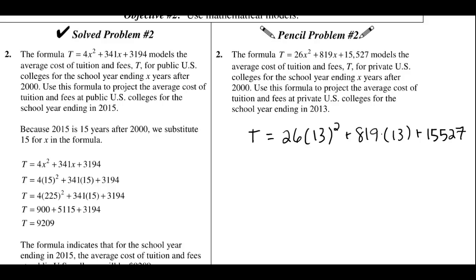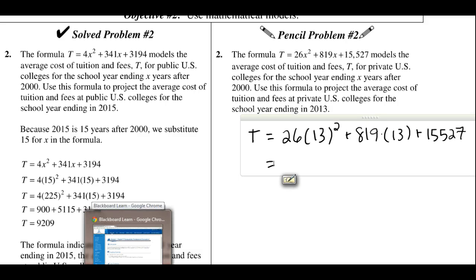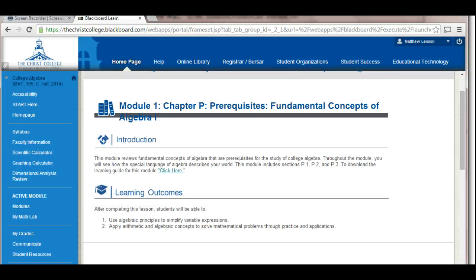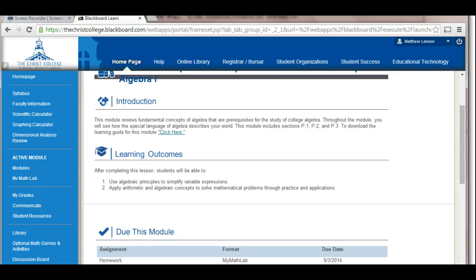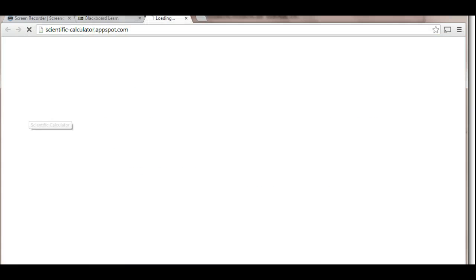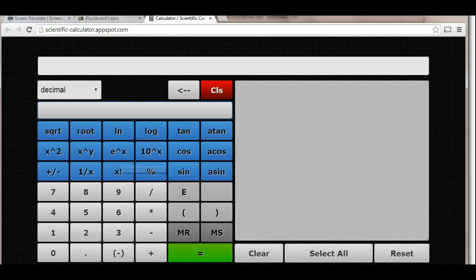Okay, so some of these numbers might get kind of big, so we may want to do them on a calculator. And if you don't have a calculator handy and you're doing these by the computer, what we can do is, again, go back over to the Blackboard page, and if you look on the left hand side, we have a scientific calculator and a graphing calculator that you can just click on, and it will take you to a page where you can do these calculations.